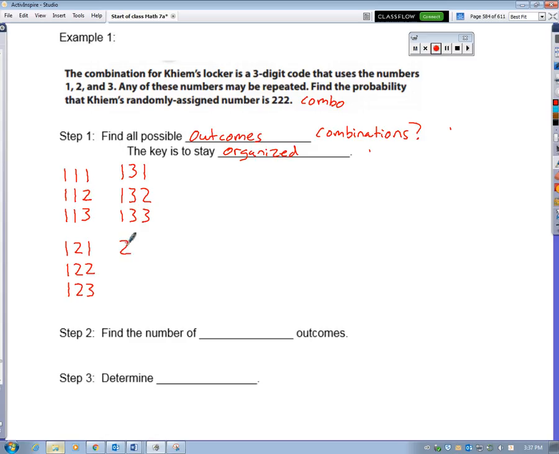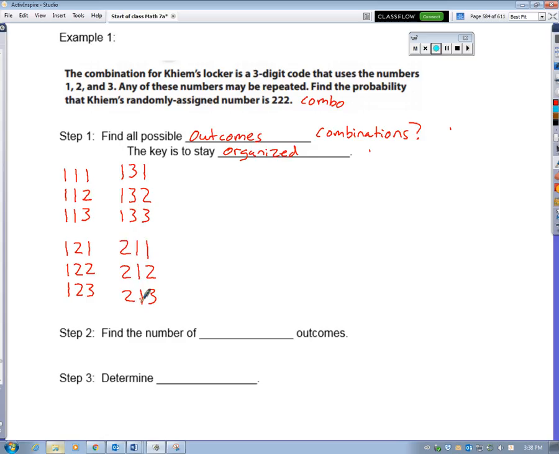So I could have a 2, and then the second number be a 1, and the third number be a 1. Then I could also have a 2 and a 1, and the third number be a 2. I could also have a 2 and a 1, and the third number be a 3. And that gives all my possible choices for first number 2, second number 1.